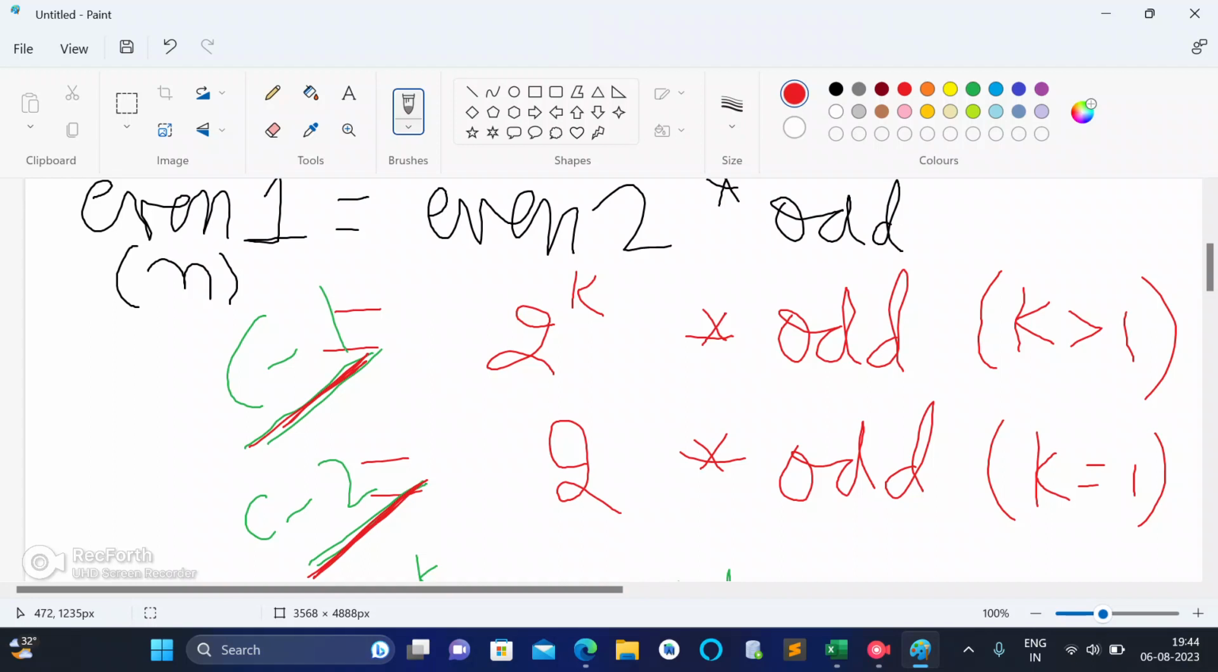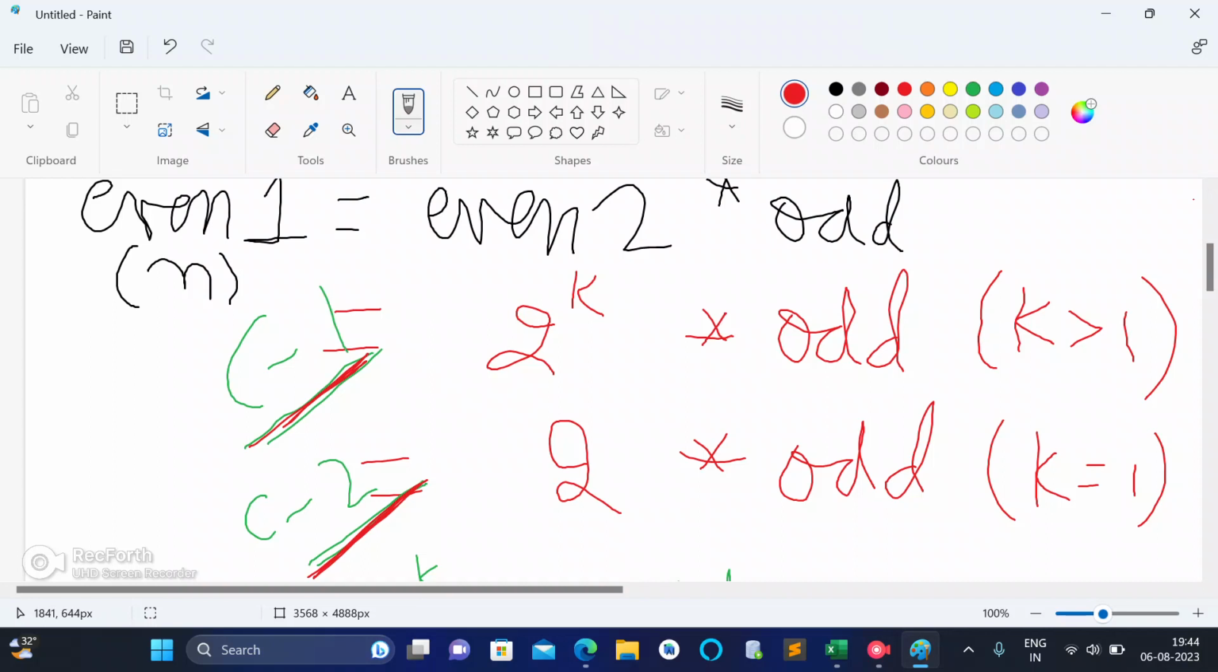I am again repeating. You can divide the even number, that is n, by 2. If you divide n by 2 and you get an odd number, it means case 2, that is k equal to 1, exists. If you divide n by 2 and you still get an even number, it means case 1, that is k greater than 1, exists.